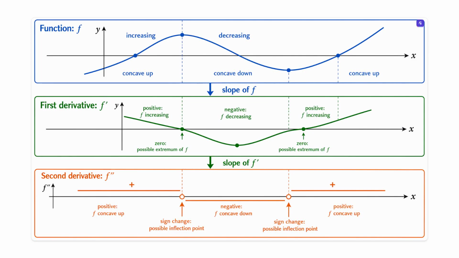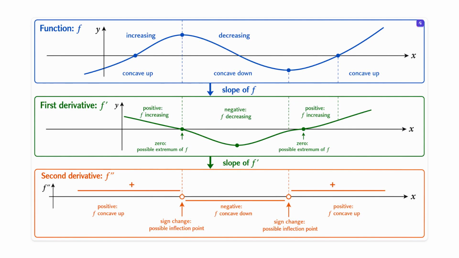Now move from f down to f prime using slope of f. If the slopes of f are positive, then f prime is positive. If the slopes of f are negative, then f prime is negative. Where f prime is 0, the original function has a horizontal tangent. That can mark a possible extremum, meaning a possible local maximum or local minimum, but it is not automatic.